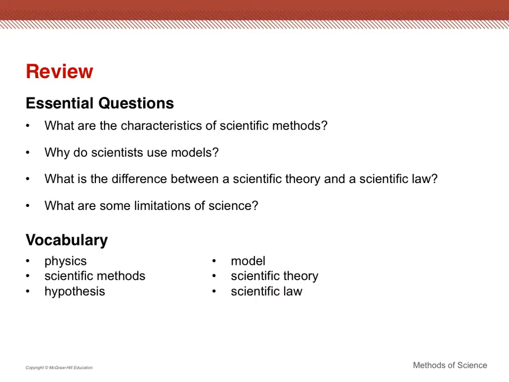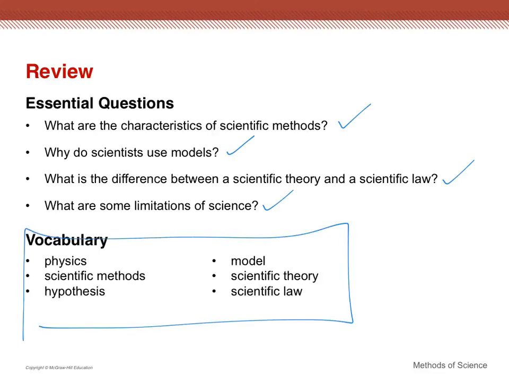To finish up this section, make sure you can answer the 4 essential questions. What are the characteristics of scientific methods? Why do scientists use models? What is the difference between a scientific theory and a scientific law? And what are some limitations of science? Also, here are the key vocabulary terms that you will need to know from this section.